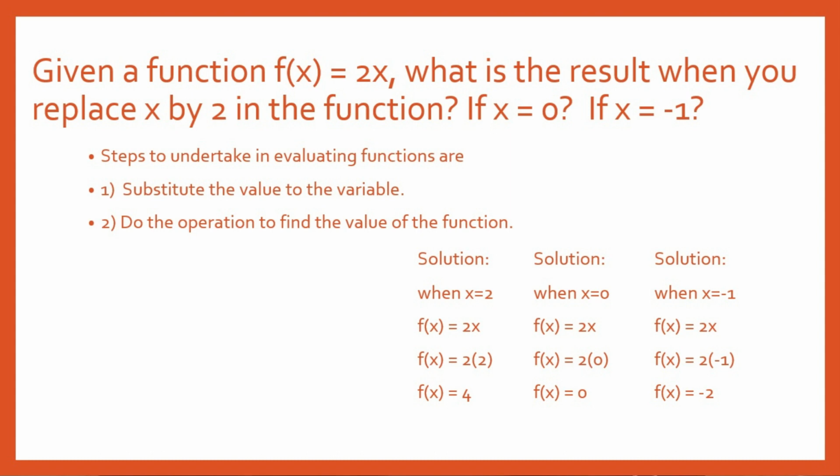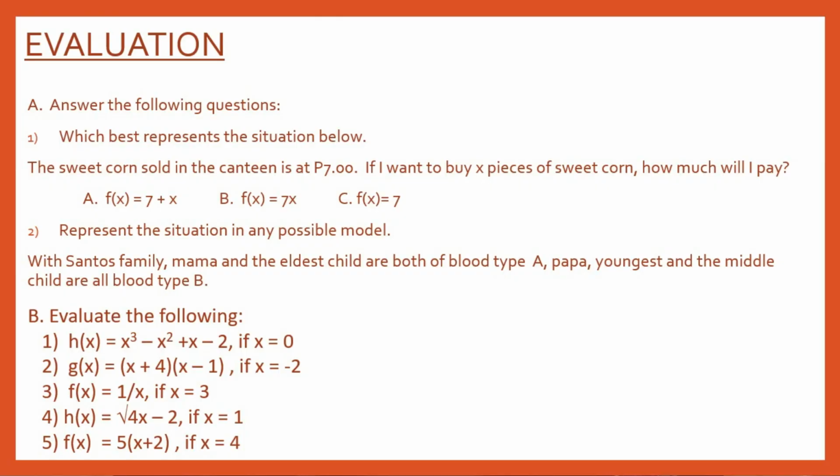So solution when x is equal to 2, f of x is equal to 2x, f of x is equal to 2 times 2, f of x is equal to 4. When x is equal to 0, f of x is equal to 2x, f of x is equal to 2 times 0, f of x is equal to 0. Can you give me the answer when x is equal to negative 1? You're right. F of x is equal to negative 2, as shown in the solution. Now, I want you to answer the evaluation questions that follows. Please give yourself enough time to answer, pause this video, and click play when you're ready to check.